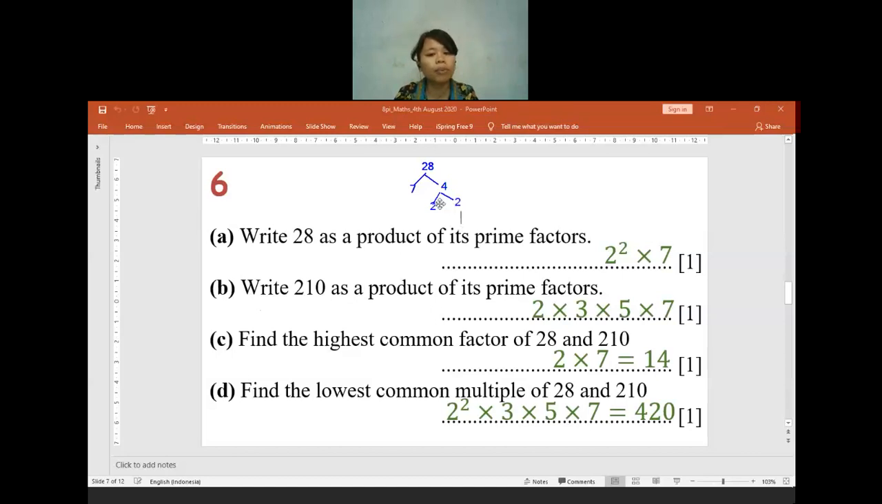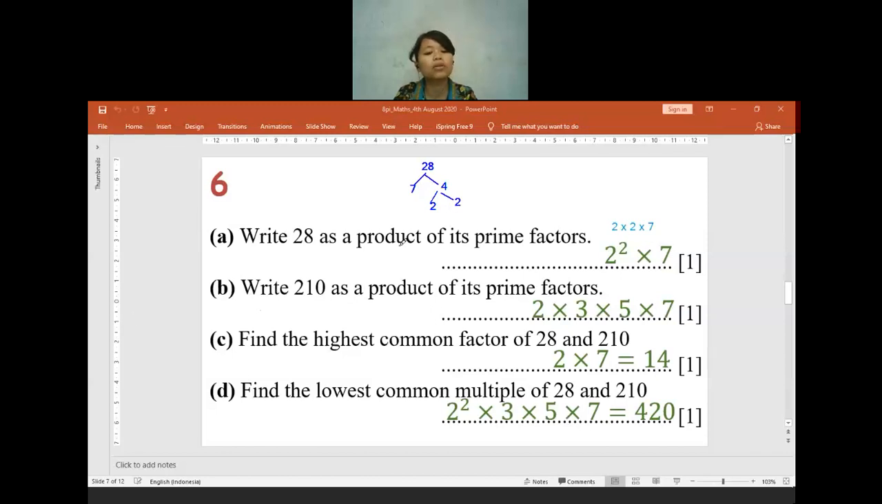If, for example, you do not simplify, you write it in full, so you write 2 times 2 times 7. It will also be correct because 2 times 2 times 7 has the same meaning as 2 to the power of 2 times 7. Is there anyone who has difficulties or is getting confused?